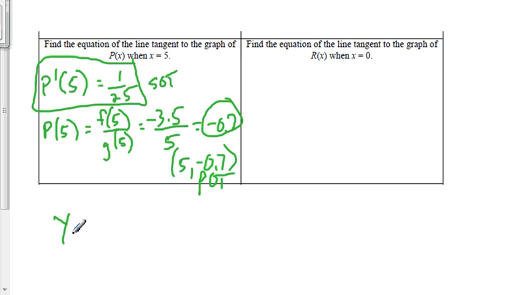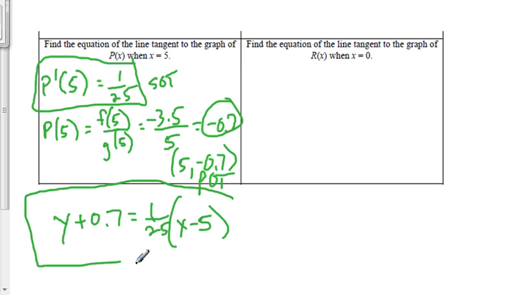And now for the equation of the line, it's going to be y minus y1, which will be y plus 0.7, equals the slope times x minus x1. And that is the equation of the line tangent to the graph of p of x when x equals 5.